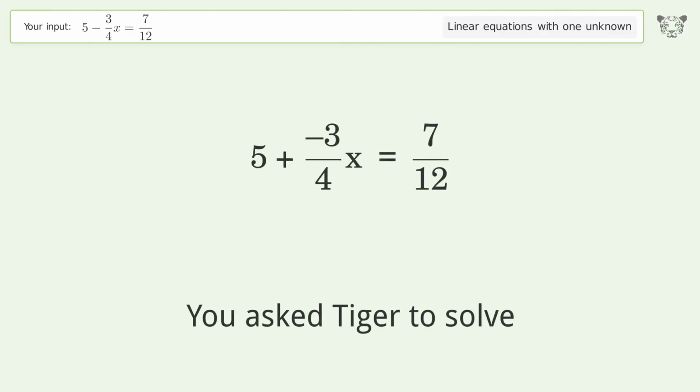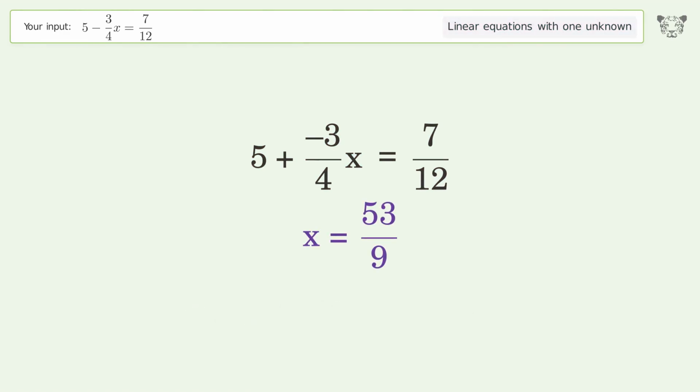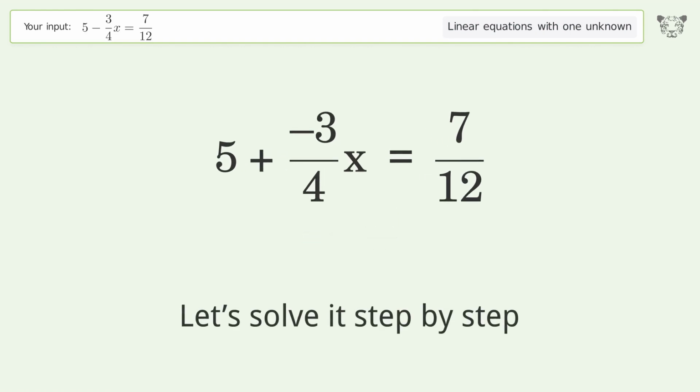You ask Tiger to solve. This deals with linear equations with one unknown. The final result is x equals 53/9. Let's solve it step by step.